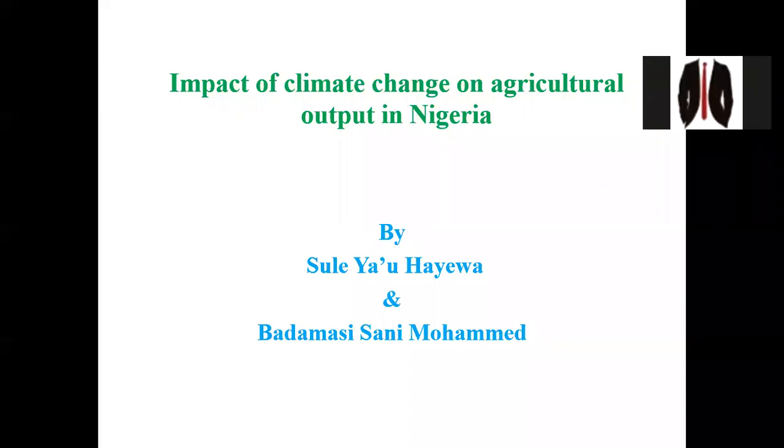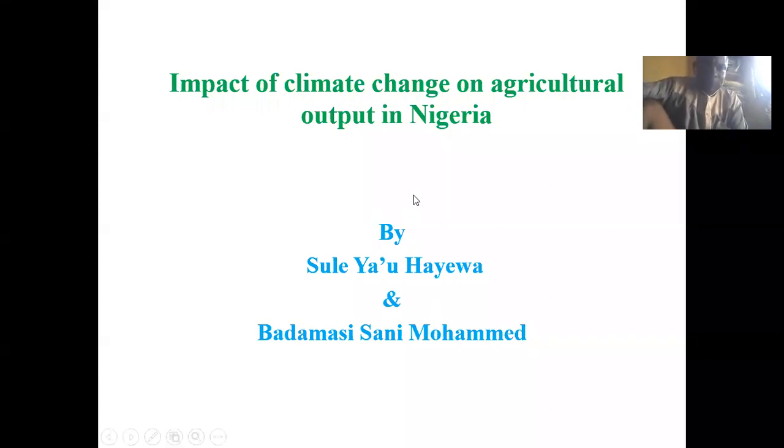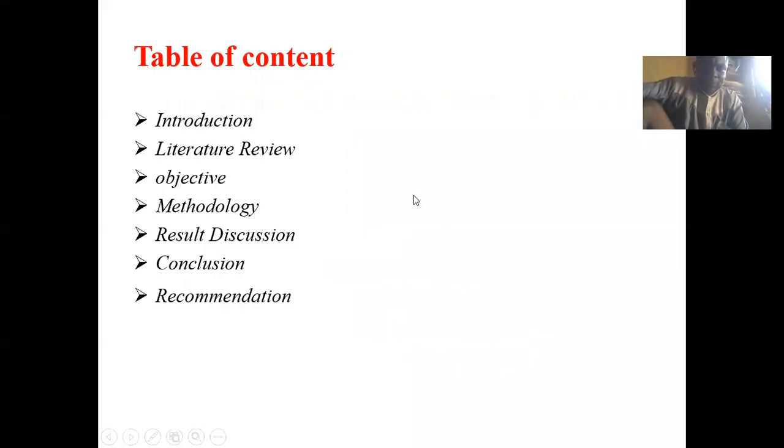The impact of climate change on agricultural output in Nigeria by Sileya Oayewa and Badamasi Sani Mohammed. That is the paper title and the presenter of the paper, because the paper is a joint paper by the two authors. Next slide. Table of contents. Under the paper, we have introductions, literature review, objectives, methodology, result discussion, conclusion, and recommendations. Next slide.